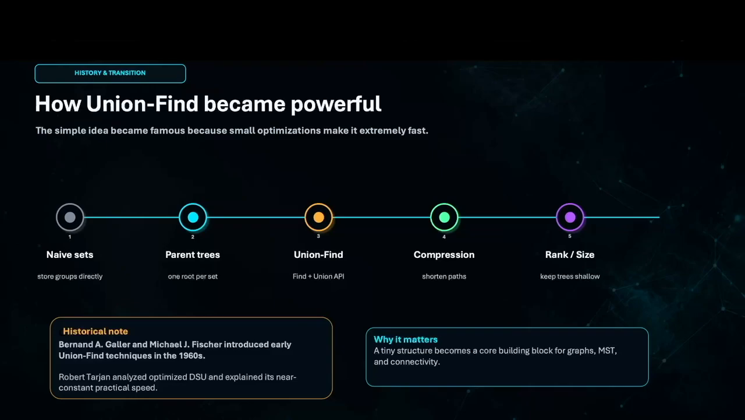It started with the most basic idea, just store groups directly as naive sets. Then came parent trees, one root per set. Then the find and the union operations were formalized. Then two brilliant optimizations were added.